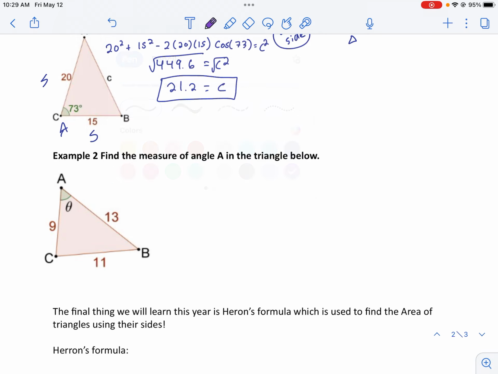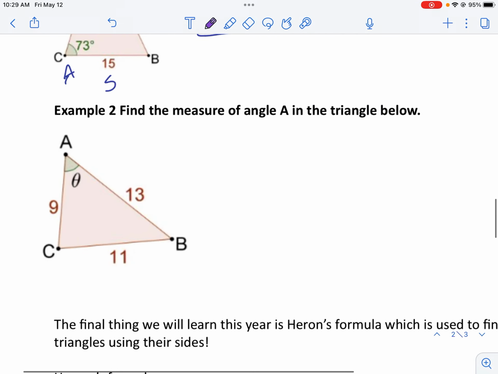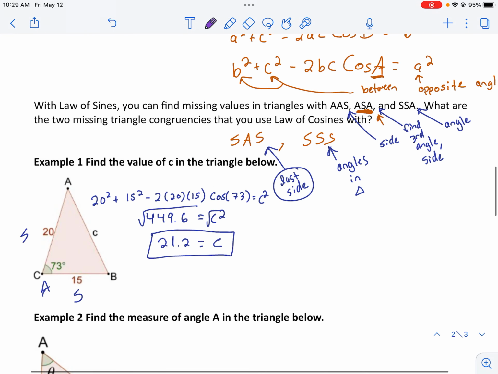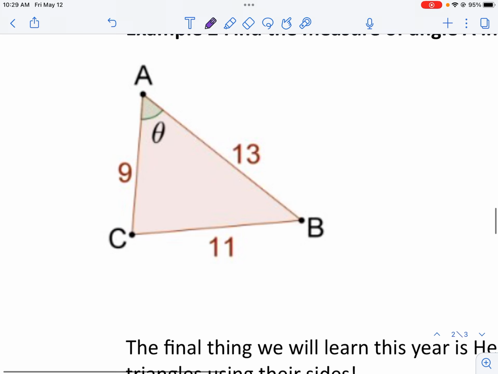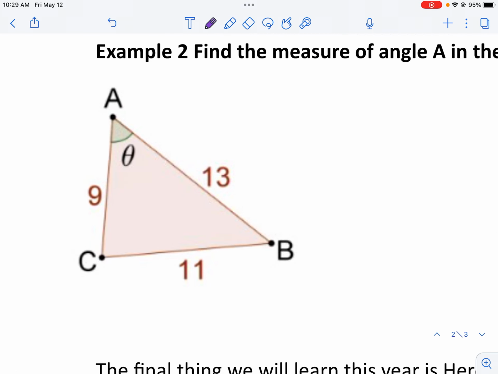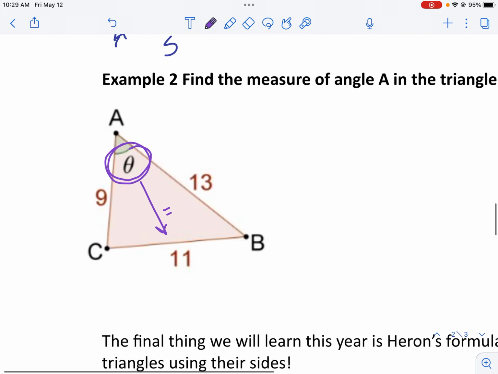For example number 2, it says find the measure of angle A in the triangle below. So this is an example of side, side, side. It's finding angles in triangles. Setting this one up is a little bit more difficult, but remember the angle that goes in the law of cosines is always opposite of the side that it would be equal to.